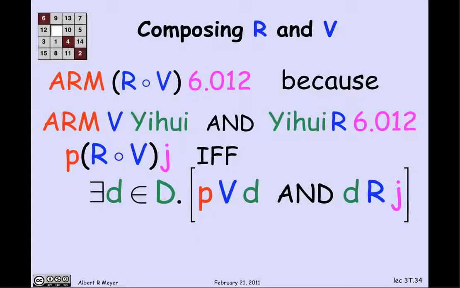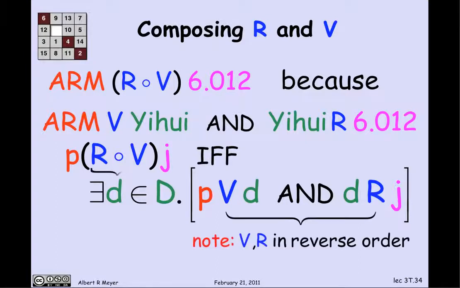So the definition of R composed with V is that P (R∘V) J means there's a D that connects P and J through V and D. In particular, that there's a D such that P V D, which means there's a V arrow from P to D, and D R J, there's an R arrow from D to J for some D.